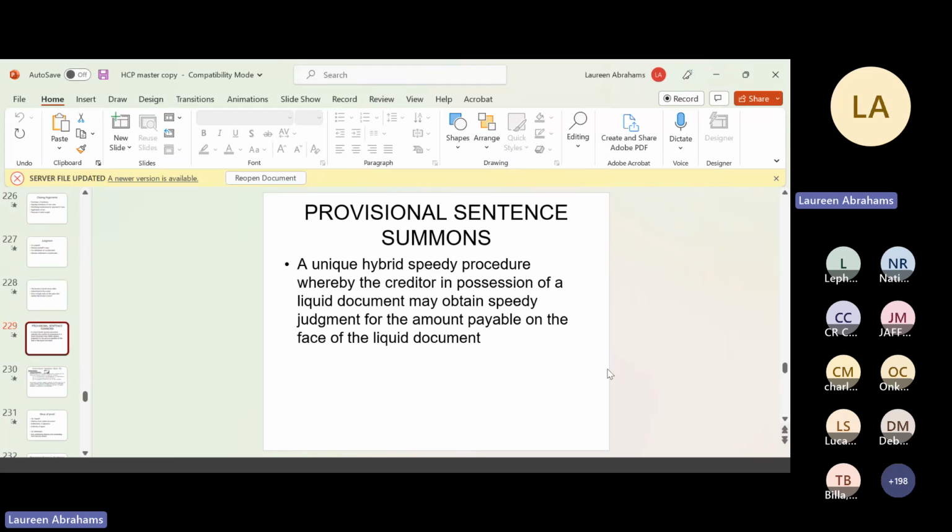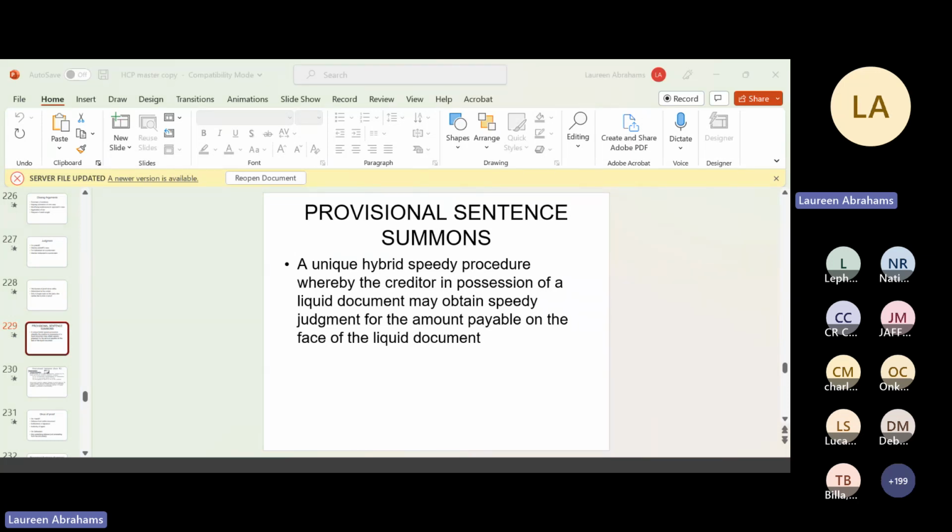Right. I said in the beginning I'm going to do provisional sentence summons at a later stage, and we have now come to that stage. You have it on your screens, the screen that I'm sharing, I hope. Rule 8 of the Uniform Rules deals with provisional sentence summons. The procedure is unique, and it is a hybrid speedy procedure. It's quick, it's different from all the other procedures, and it's a hybrid in the sense that you start out by issuing a summons, but then the defendant files an affidavit. So it's a mixture of an action and an application.